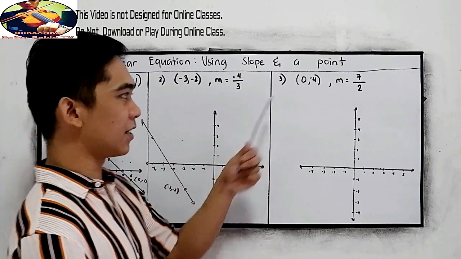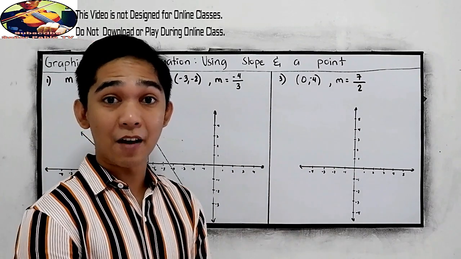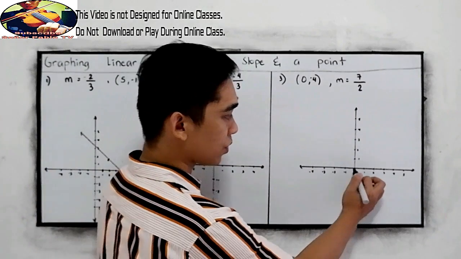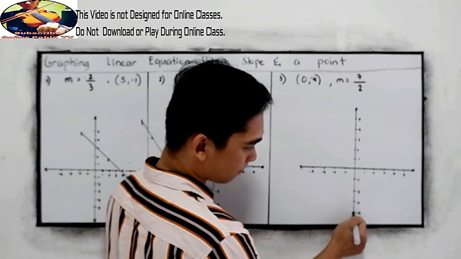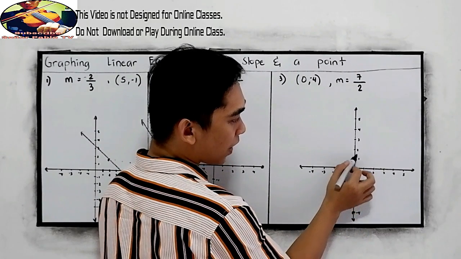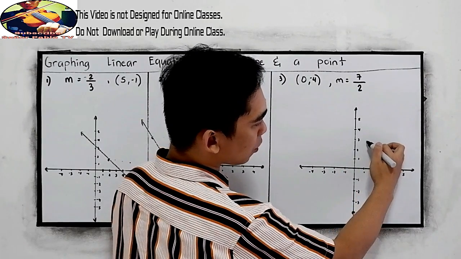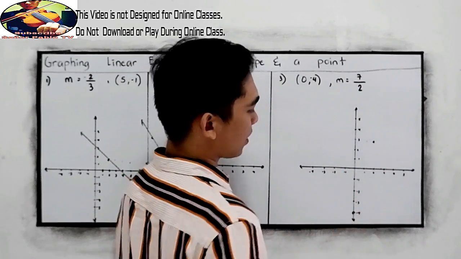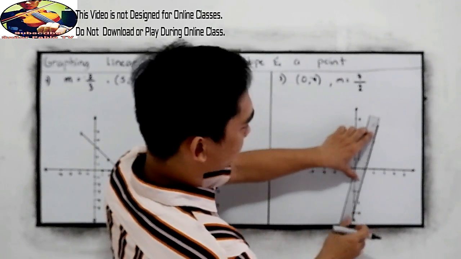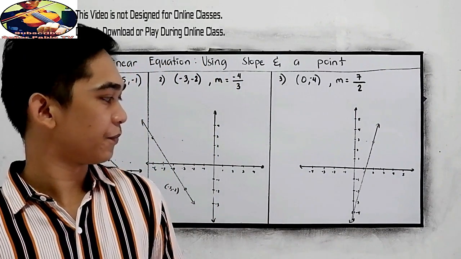Next, number 3. A point 0, -4, and a slope 7/2. Plot 0, -4. Next, rise 7 times: 1, 2, 3, 4, 5, 6, 7. Then run positive, going right: 1, 2. And let us connect. That will be our graph.